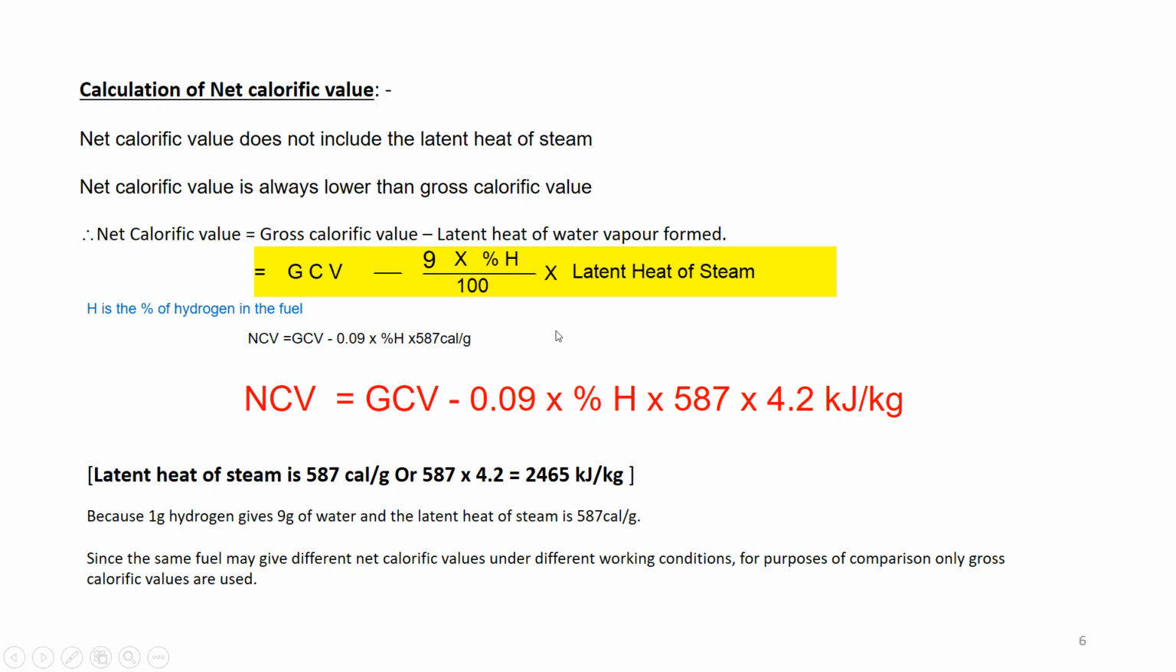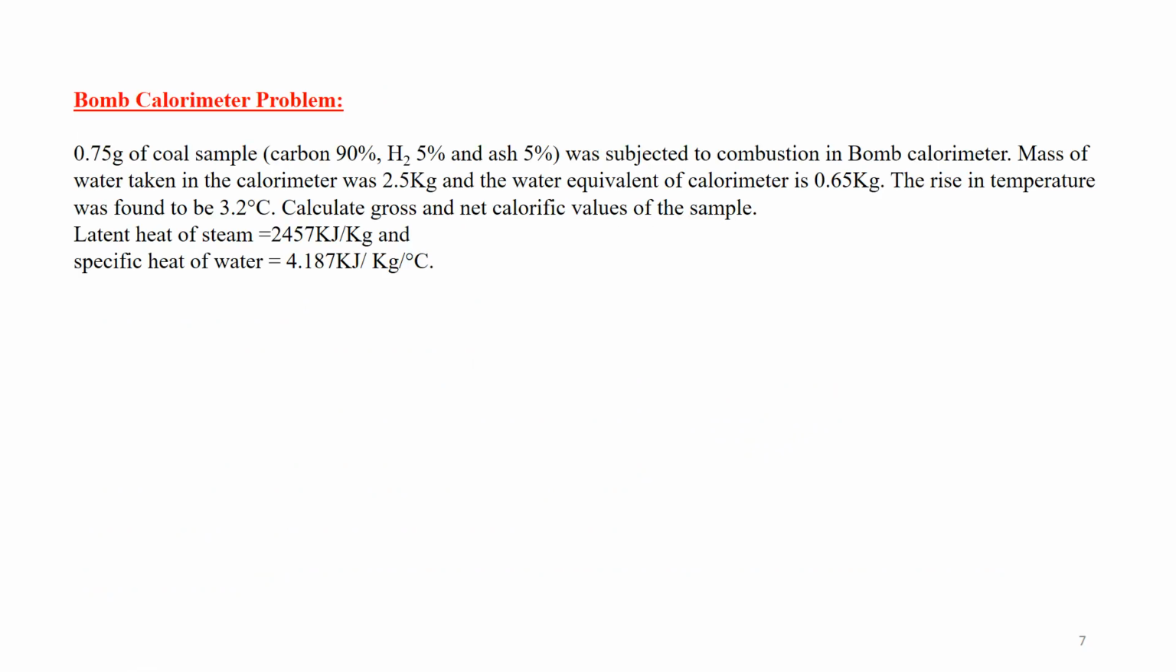Then into percentage of hydrogen into 587. It is in calorie per gram. If you want it in kilojoule per kg, then you have to multiply by 4.2, or the whole term will be 2465 if you multiply, that's also fine. So like this we can calculate NCV and GCV. We'll solve one numerical based on these formulas.